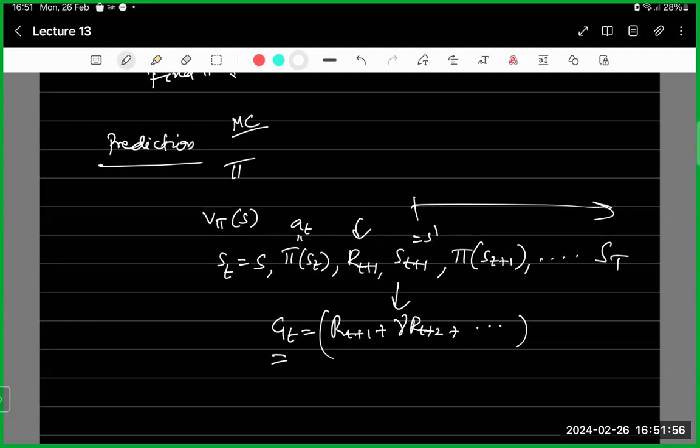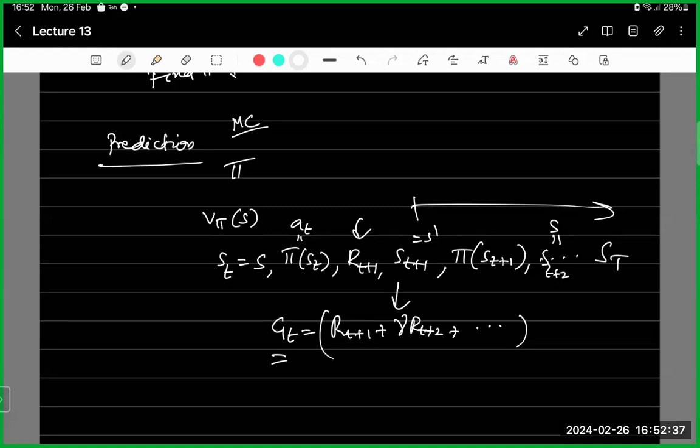So then what should I take as the estimate of V pi of S? Let's say I started with some state S(t) equal to S, but at S(t+2), again I came to state S. Maybe at S(t+10) also I again came to state S. Now I have three places where S is there. So then what should I do? Or what should I take as my estimate for V pi of S?